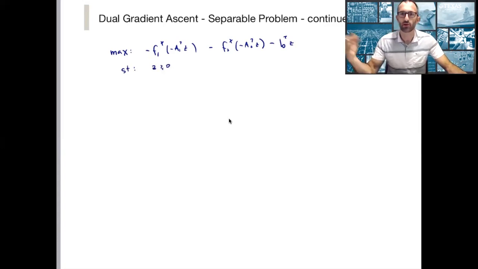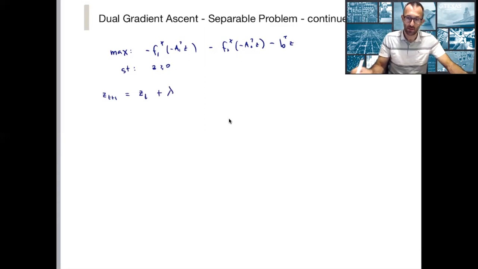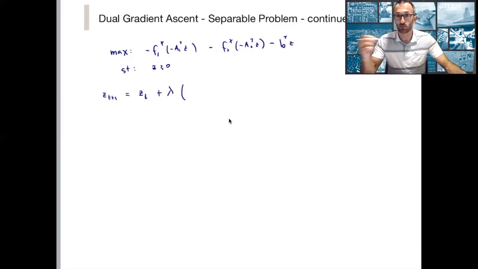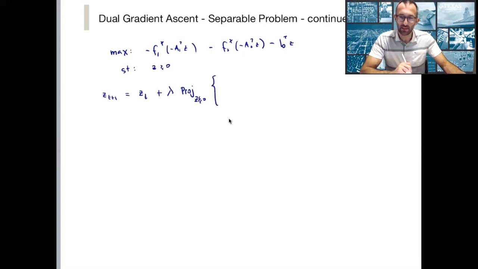I'll just say greater than or equal to 0, but we really mean membership in the cone. And gradient ascent is z_{t+1} equals z_t plus lambda, our step size, now times something that's in the subdifferential of the above. And what's in the subdifferential of the above? Actually, I need to project it as well. So it's lambda times the projected gradient, projected onto this cone, of something that's in the subdifferential of the above.